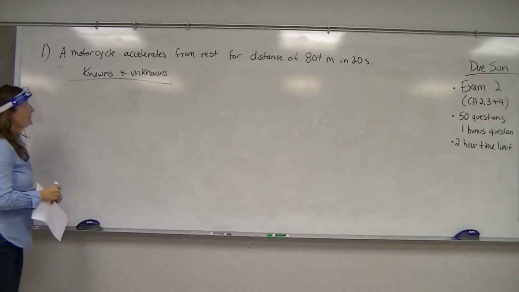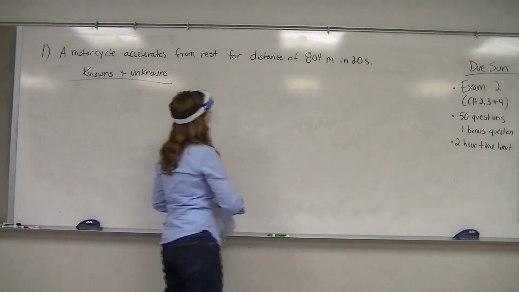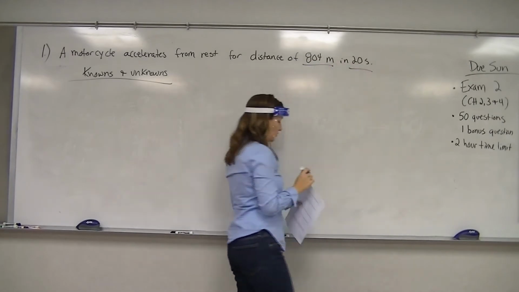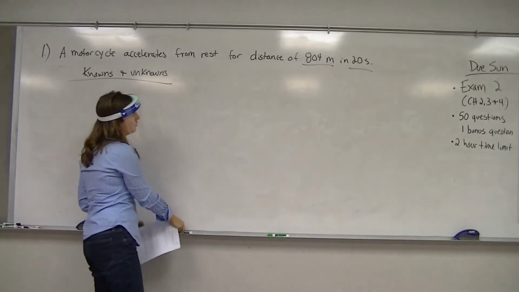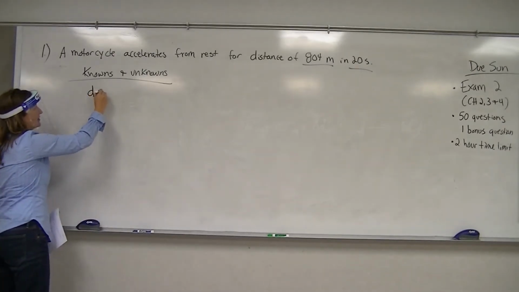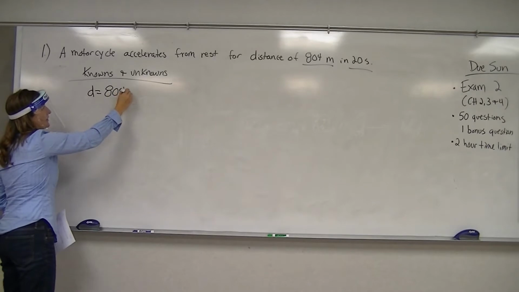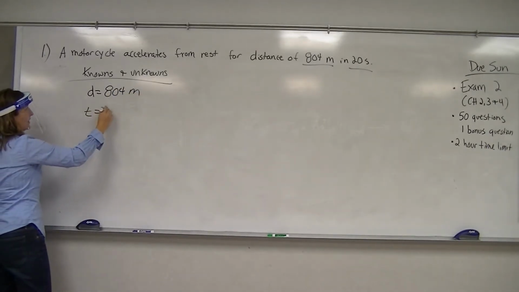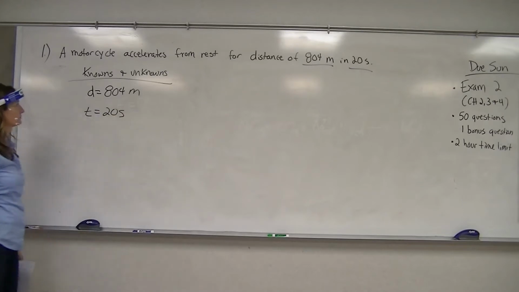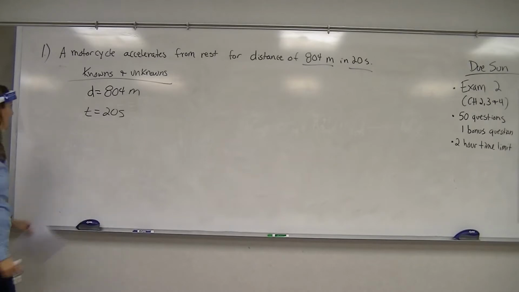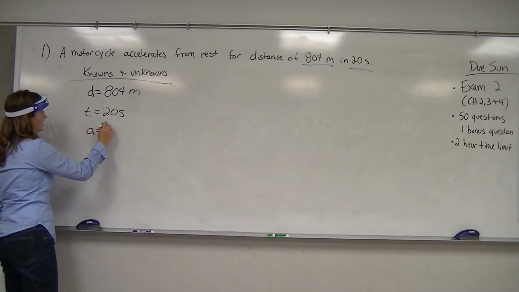Look and see what you have. What I'm seeing is distance of 804 meters and then 20 seconds. So that's 2 of my knowns. The 804 meters is going to be a distance, so I'm going to write that as my D variable. The 20 seconds is going to be my time. Now the first question is asking, what is the acceleration? So that's going to be an unknown, A.